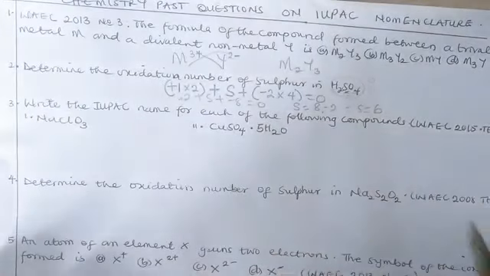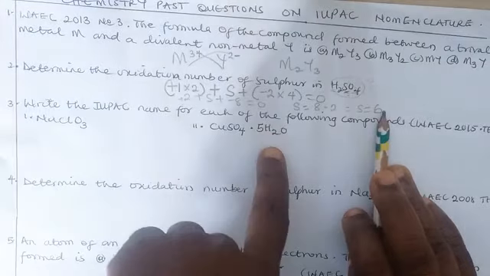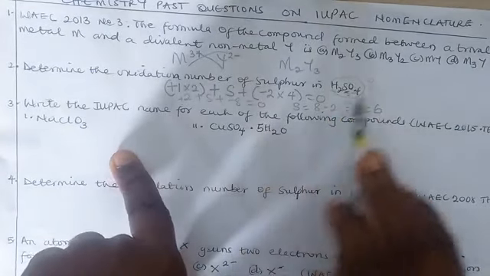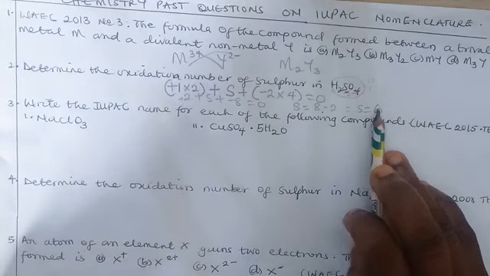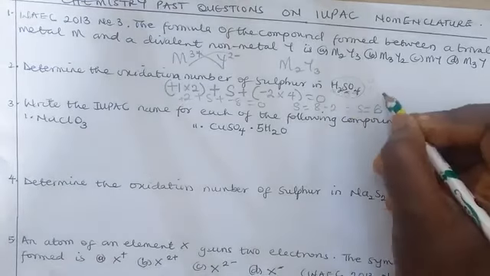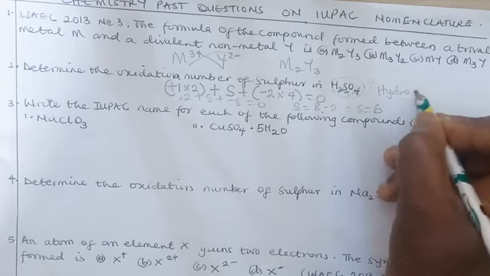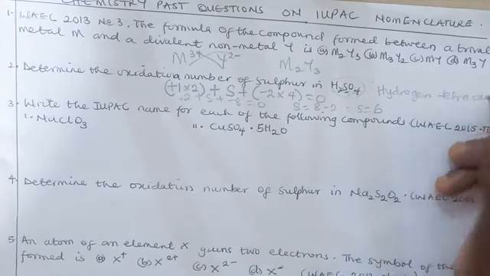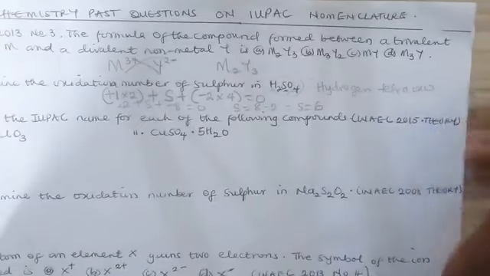Before we go to the next question, let's quickly name this compound after getting the oxidation number. The name is actually hydrogen tetraoxosulfate.